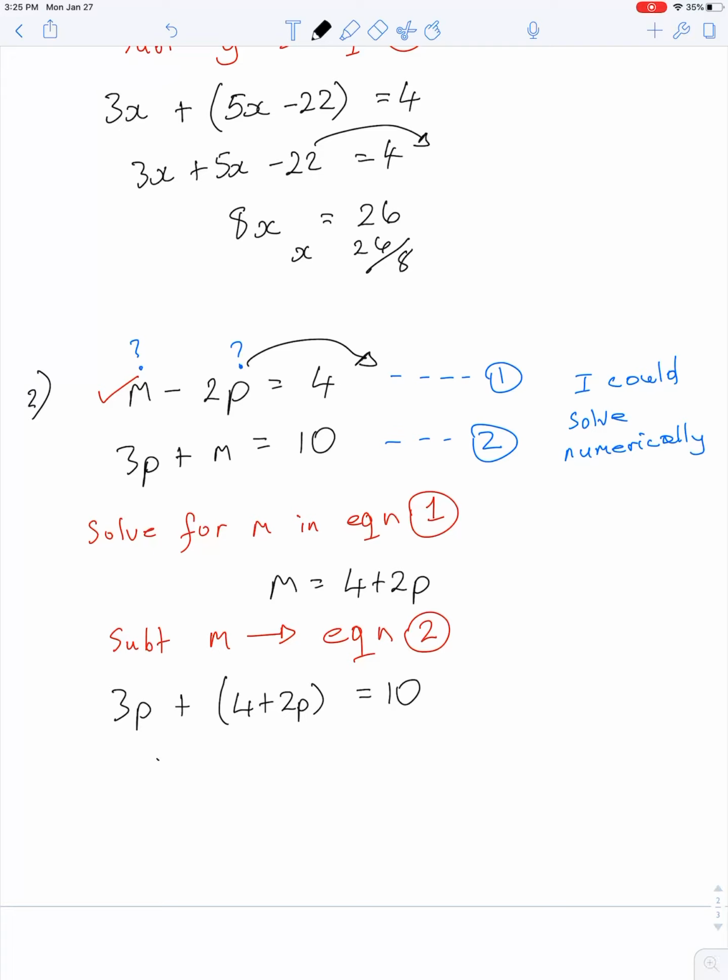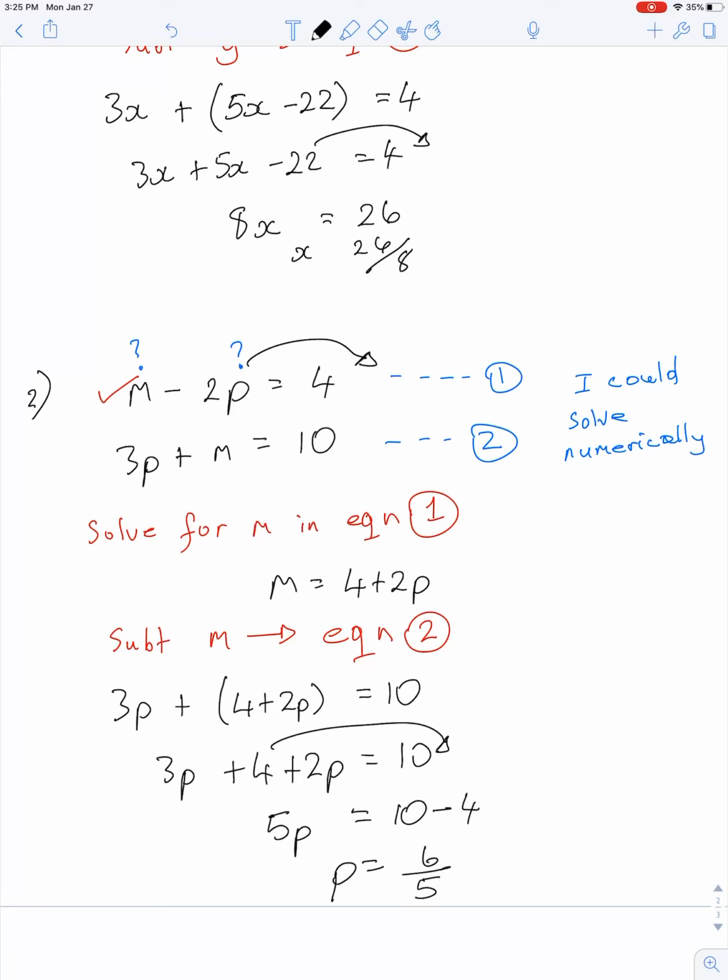So therefore, I spread it out. 3p plus 4 plus 2p is equal to 10. That would mean that's 5p. I move this over here. That becomes a negative. Gives me 10 minus 4, which should be 6. So p should be equal to 6 divided by 5. And there you go. Oh, I forgot.